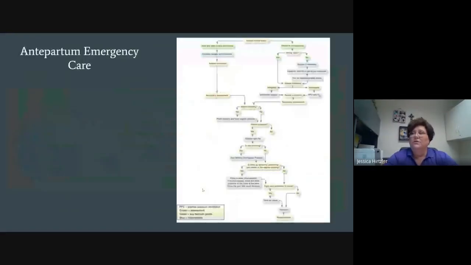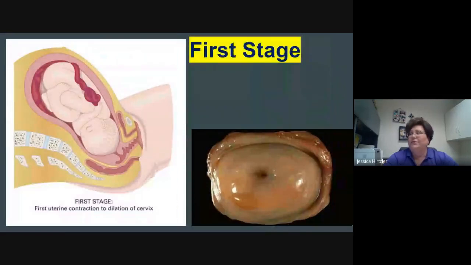So this is going over the algorithm for antepartum emergency care. And you guys can read that as well as I can explain it to you. It's very, very straightforward. Let's talk about stages of delivery.